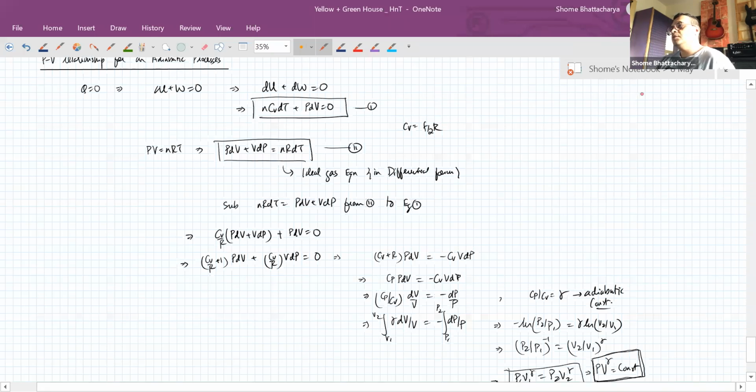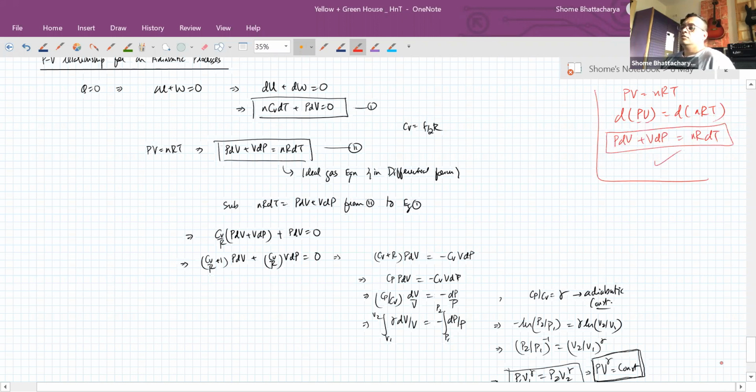So differentiate PV equal to nRT on both sides. So the change in PV is equal to the change in nRT. Now here P and V are both variables. So first into differentiation of second plus second into differentiation of first. And here nR is constant. Got it now? Yes, sir. Thank you, sir.